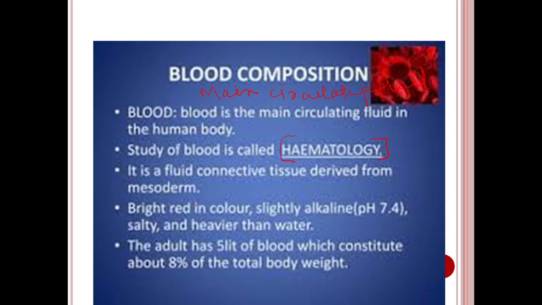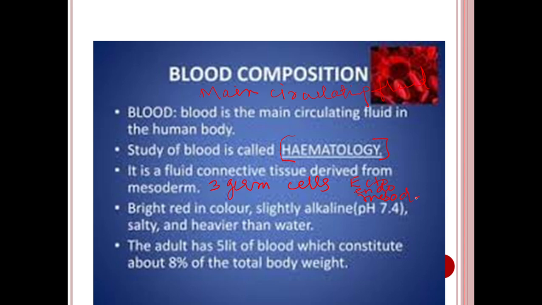Now, what is the mesoderm? We have three germ layers during our embryonic stages. What are the three germ layers? Ecto, endo, meso. These are the three germ layers.